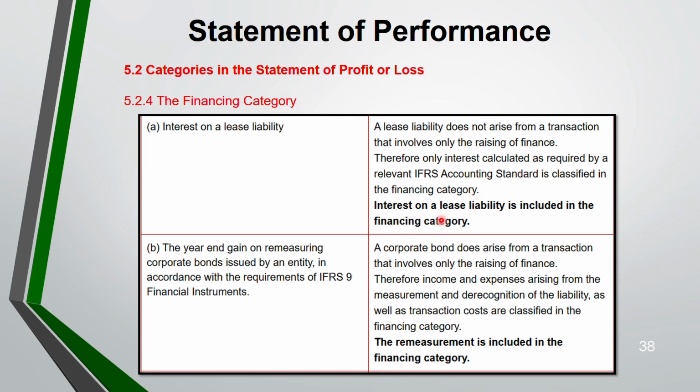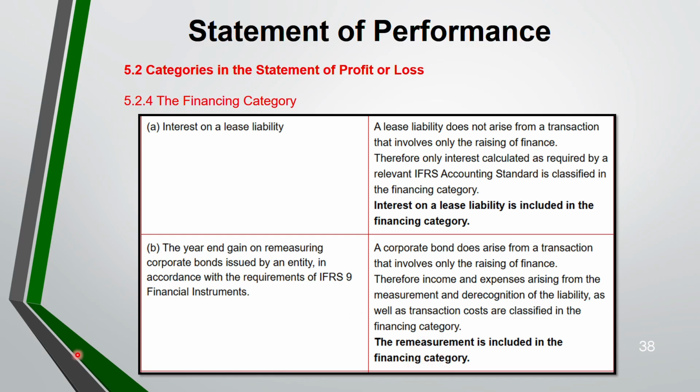Done. Next one. Regarding year-end remeasuring of corporate bond in accordance with IFRS 9. So this one arises from the transaction only raising of finance. So therefore, the income and expense, and the measurement and the derecognition of the liability as well as the transaction are classified in the financing category. So the remeasurement will go in the financing category. See, if you raise anything for finance, then the income of it, the expense of it, the measurement, derecognition, transaction cost, everything will go in the financing category. That's why remeasurement will go in the financing category.